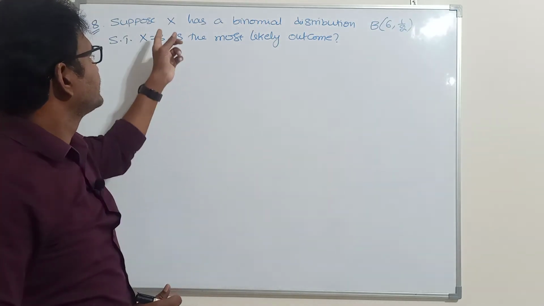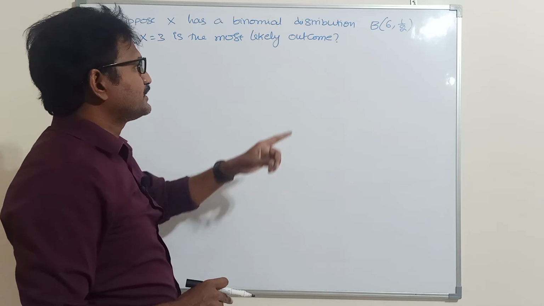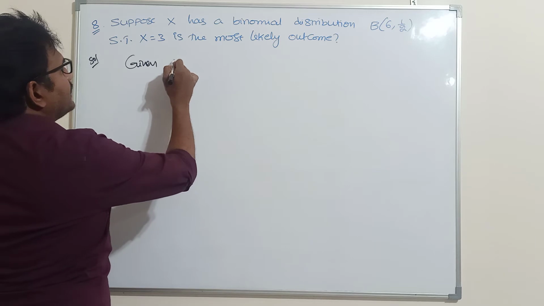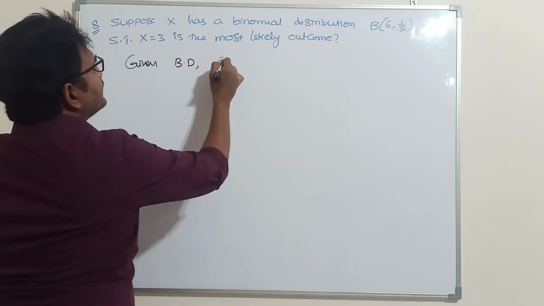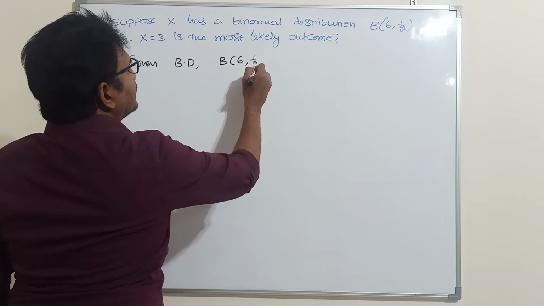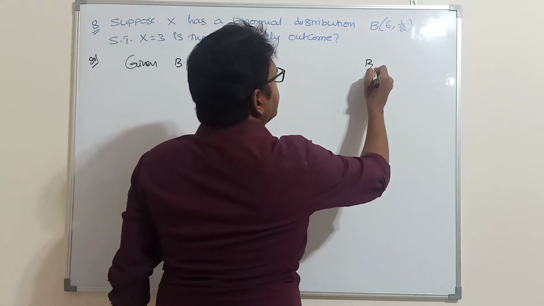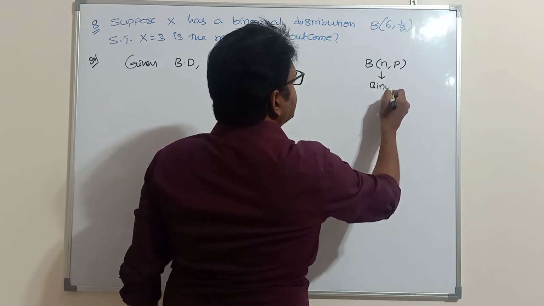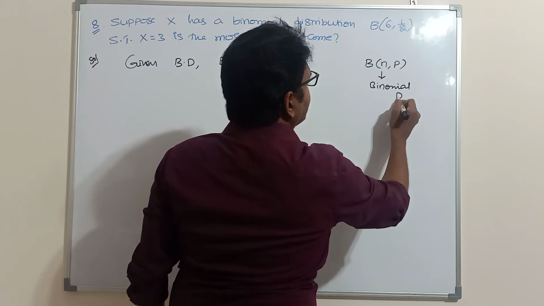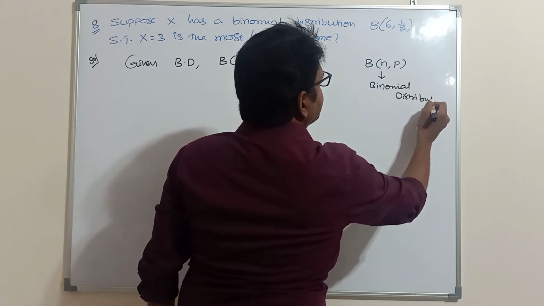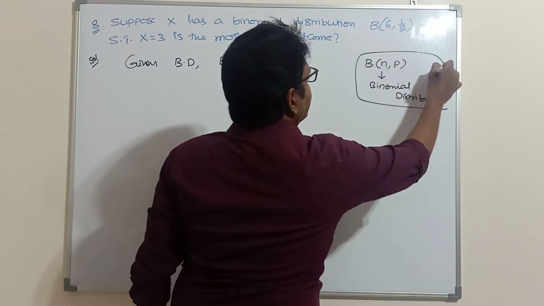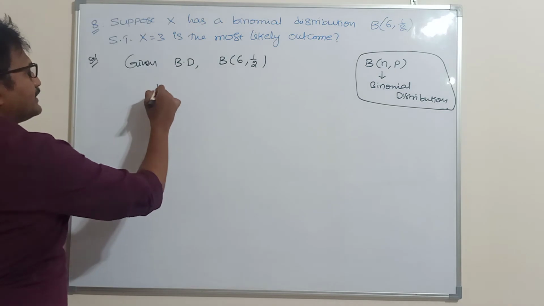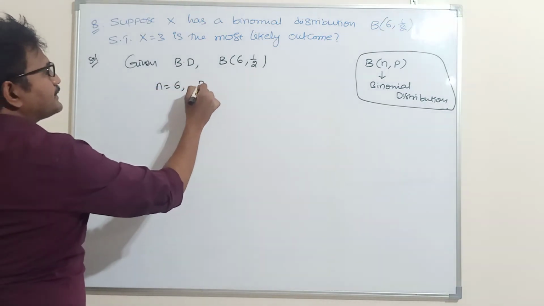Next problem. Suppose X has a binomial distribution B(6, 1/2). B(n, p) denotes a binomial distribution, so we can denote it like this. First value denotes n, second value denotes the probability of success. So here n is equal to 6, p is equal to 1/2.